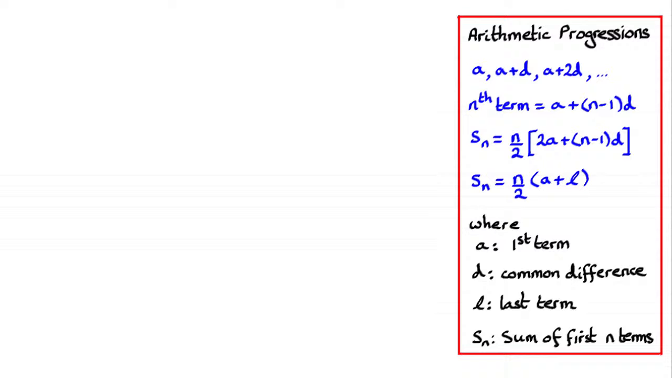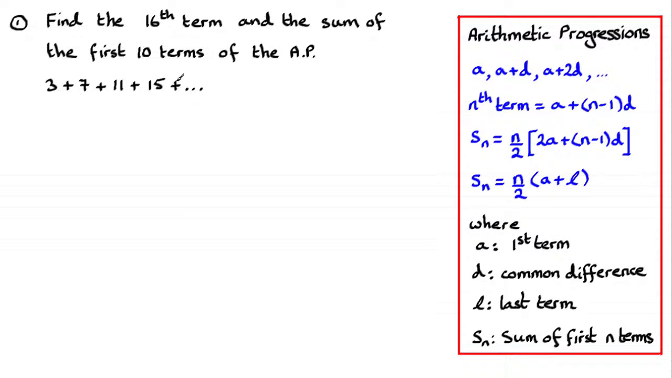So, here's your first question. Fairly standard type of question that you get with arithmetic progressions. Find the 16th term and the sum of the first 10 terms of the arithmetic progression, AP. This one here, okay? So I'll give you a few moments to think about that one, and just come in with your answers. Tell us what the sum of the first 10 terms is going to be. And I will take you through this when we have got some answers.